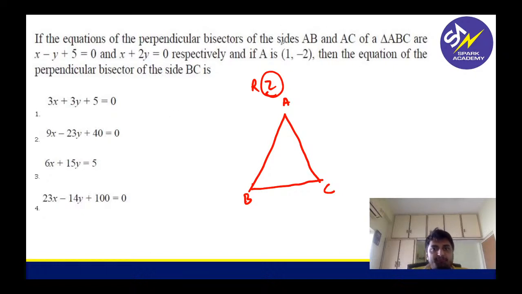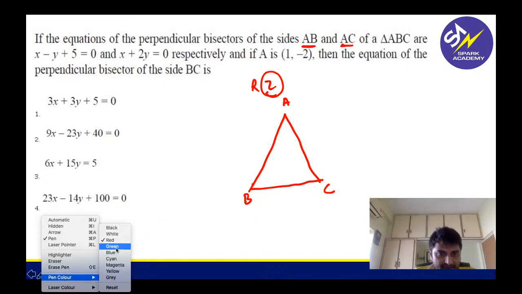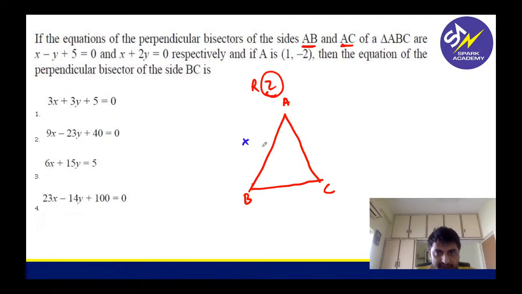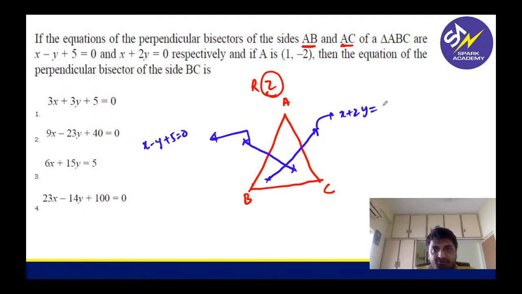If the equations of the perpendicular bisectors of the sides AB and AC are given, okay. So let me draw the perpendicular bisectors now guys. For AB, I will draw something like this. And what else is given? AC is also given, right? So AC also is given, so I will draw like this. Basically this equation is given to me, which is what? x minus y plus 5 equal to 0. This equation is given to me, which is x plus 2y equal to 0.